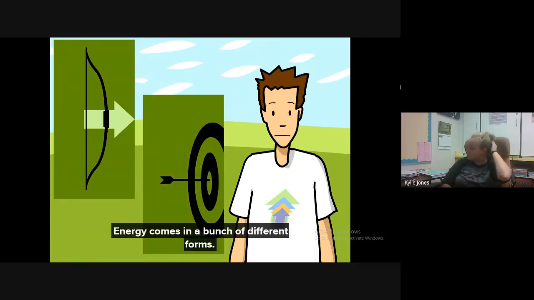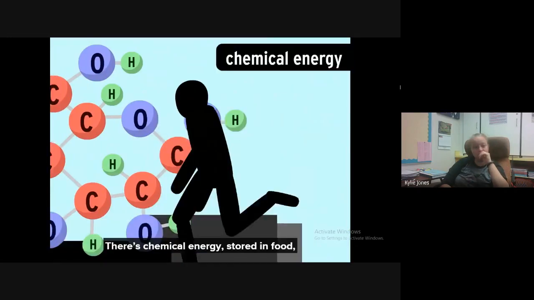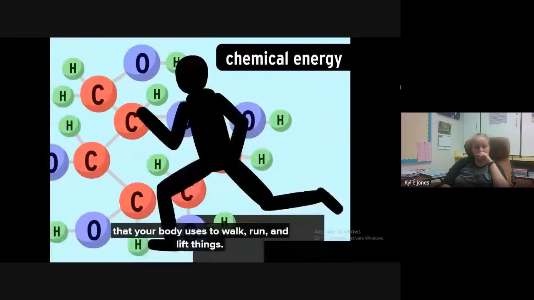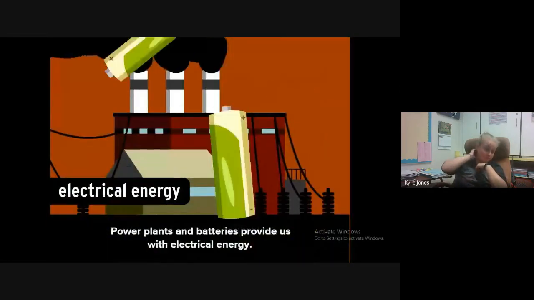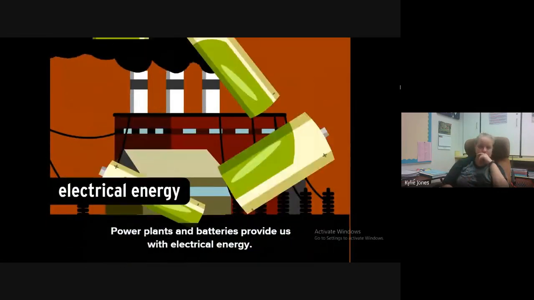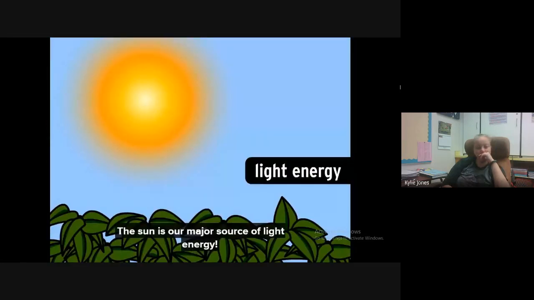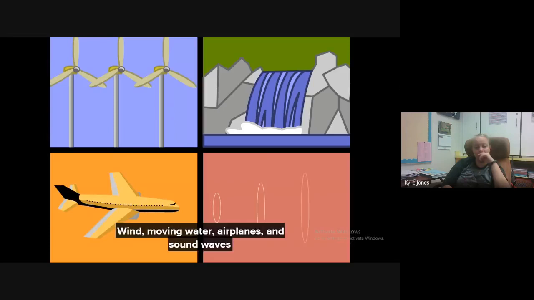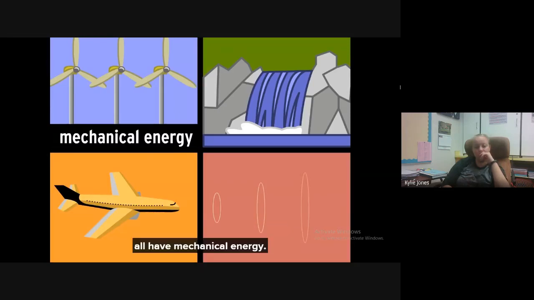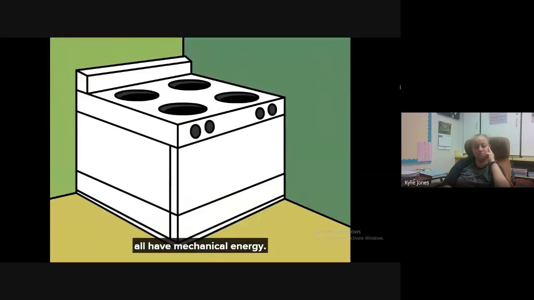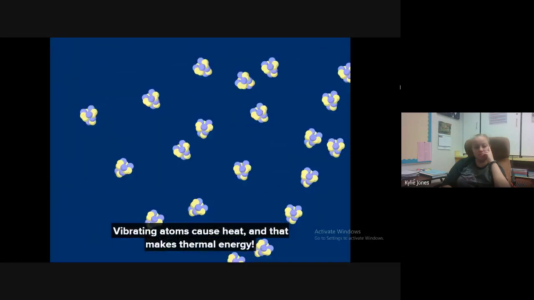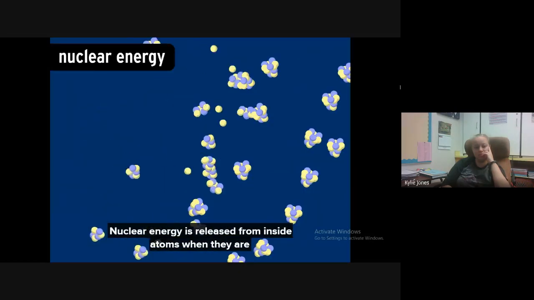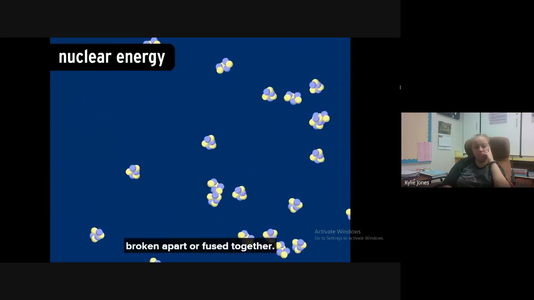Energy comes in a bunch of different forms. There's chemical energy stored in food that your body uses to walk, run, and lift things. Power plants and batteries provide us with electrical energy. The sun is our major source of light energy. Wind, moving water, airplanes, and sound waves all have mechanical energy. Vibrating atoms cause heat, and that makes thermal energy. Nuclear energy is released from inside atoms when they are broken apart or fused together.